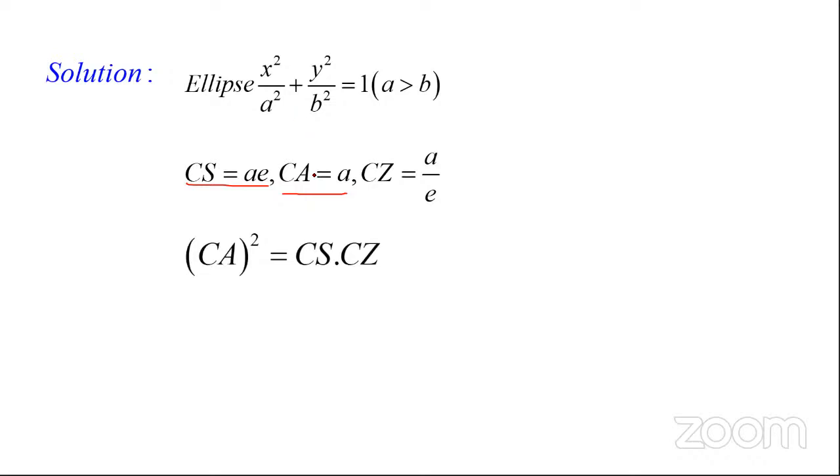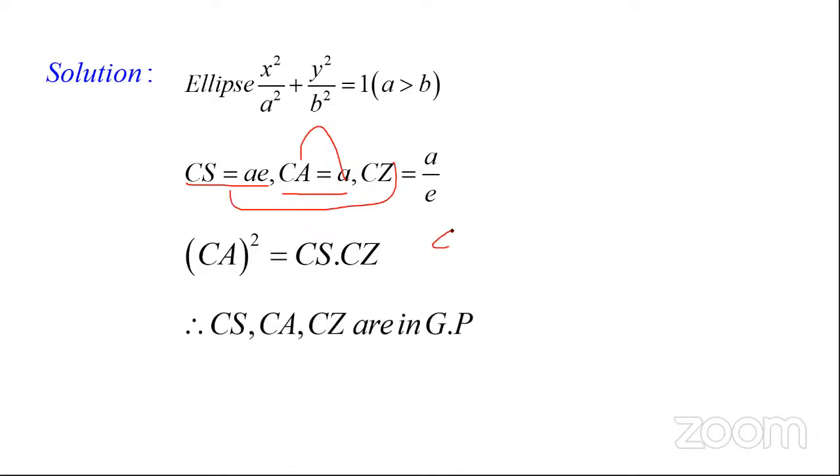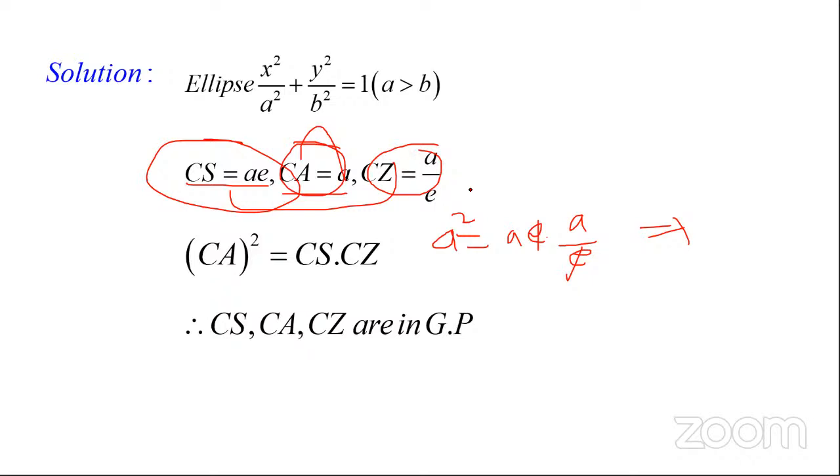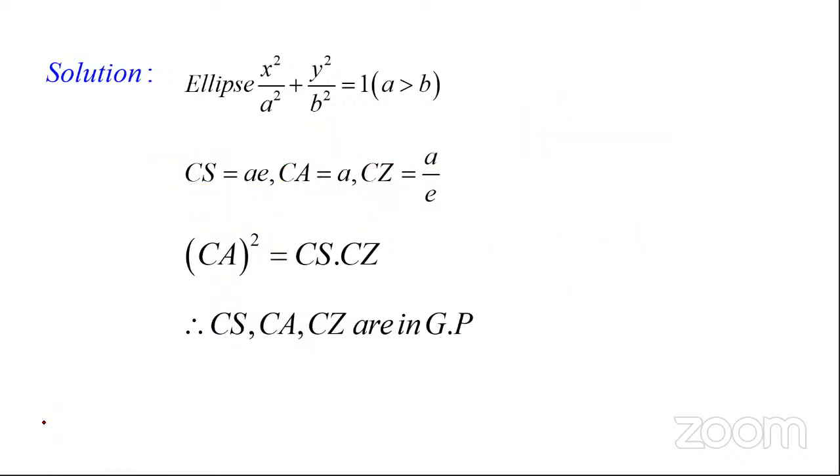So CA square equal to CS into CZ. This is multiplying: a square equal to ae into a by e. Then e gets cancelled, a square equal to a square. So if I take CS as a, CA as b, CZ as c, then I get b square equal to ac. That is nothing but a geometric progression. Okay. Option 2 is the correct one for this question. So next.